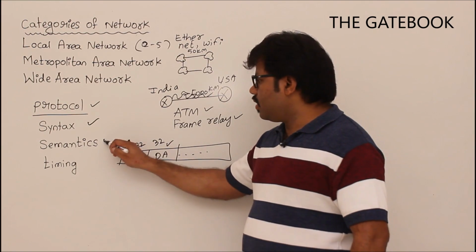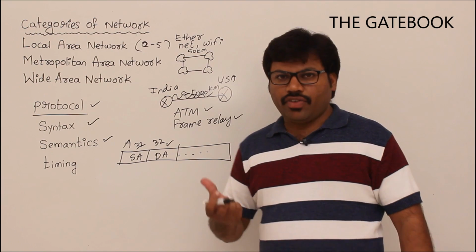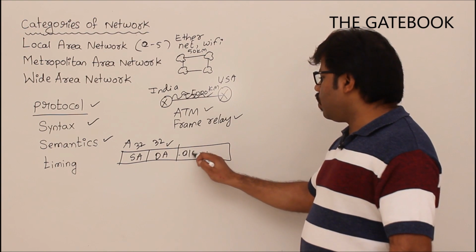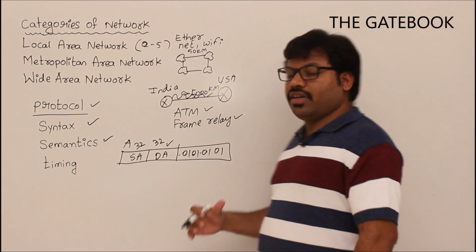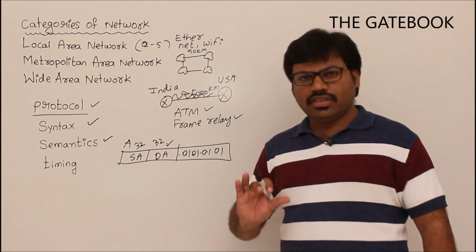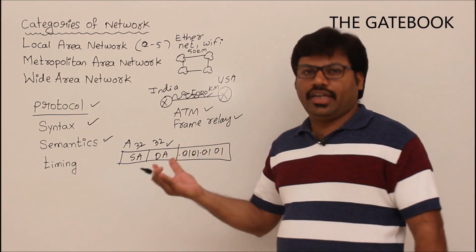Second one, semantics. We have to mention the meaning of each section of data. Example, here if you write 01010101, what is the meaning of this pattern? That should be specified. So the protocol has to specify the semantics, that is, the meaning of each section of data.